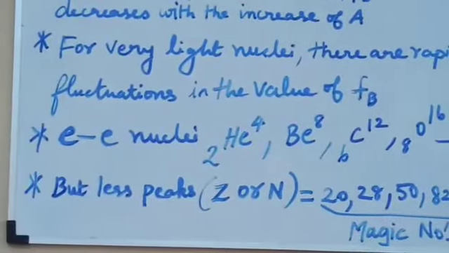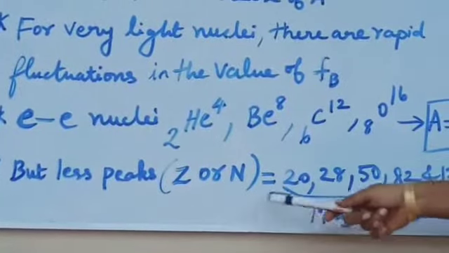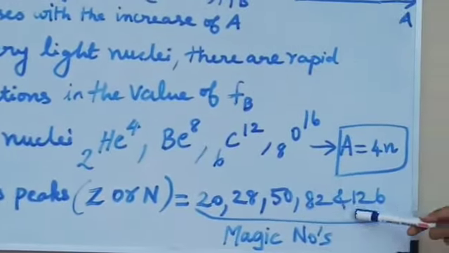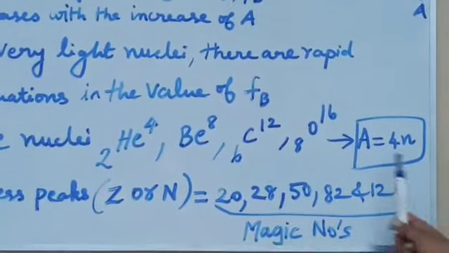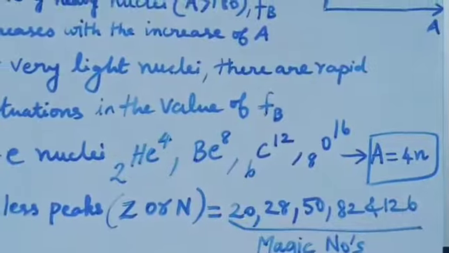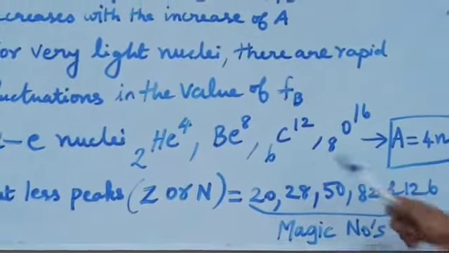But fewer peaks are observed for Z or N whose value is equal to 20, 28, 50, 82 and 126. You know already these numbers are magic numbers, and these elements are found to be very highly stable nuclei.